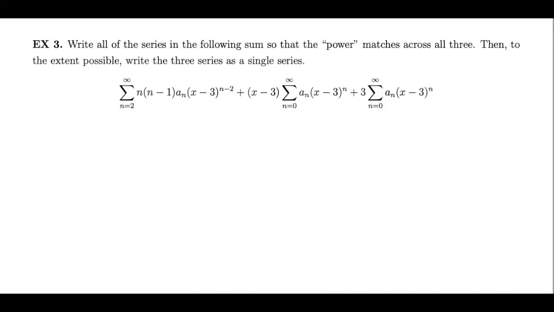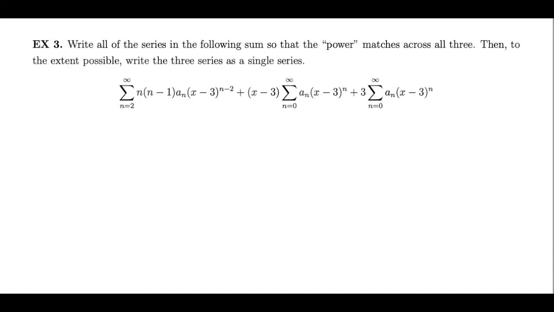Example 3 asks us to do something pretty similar, except I've got a few more terms involved. I've actually got 3 separate series, and my goal is to modify the index, if necessary, so that I can somehow combine all 3 of these series. Essentially, that will involve trying to get all of these power terms to the same power, and then, if you could imagine, factoring that out of all 3 sums, and then that would enable me to write that power term once in a single sum with the associated coefficient expressions multiplied.